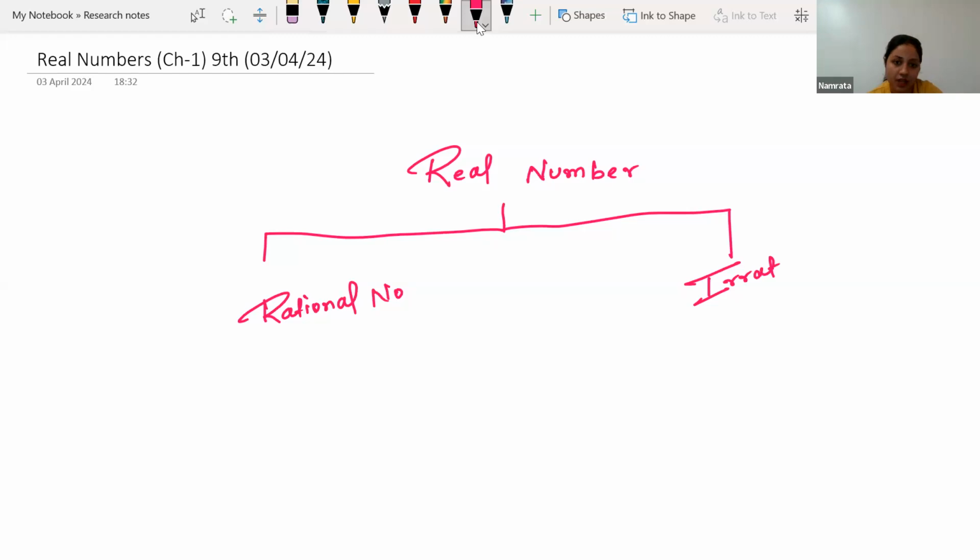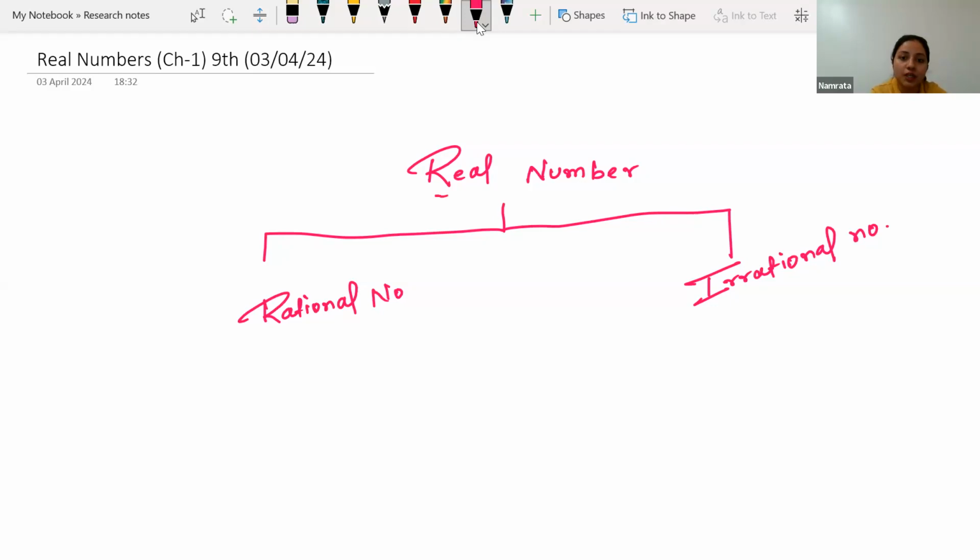Rational number, a chapter was there, right? A chapter was there for the introduction of rational numbers in the previous class. Yes or no? Yes, ma'am. Yes. So, real number is just the combination of rational, irrational, everything.